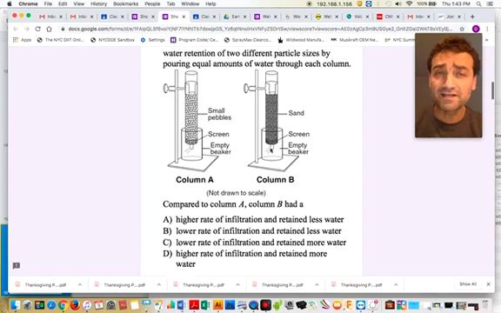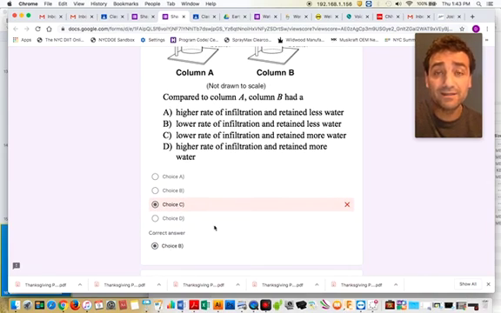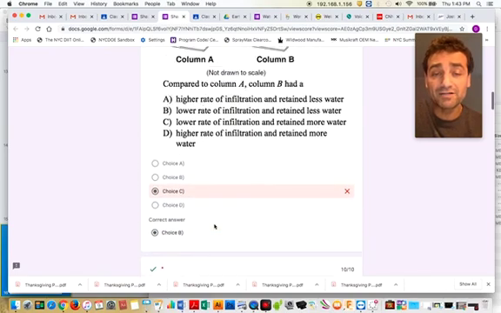So I'm going to have to fix this answer key. It should be C, not B. Okay, everything else is correct, though.